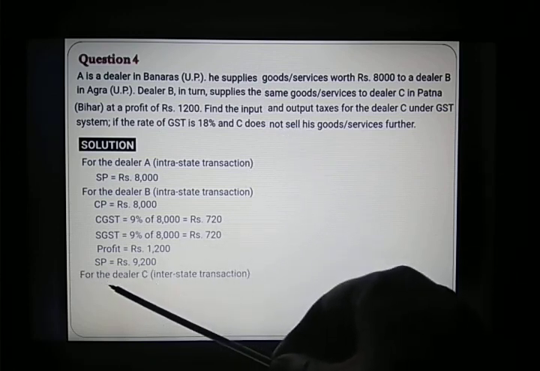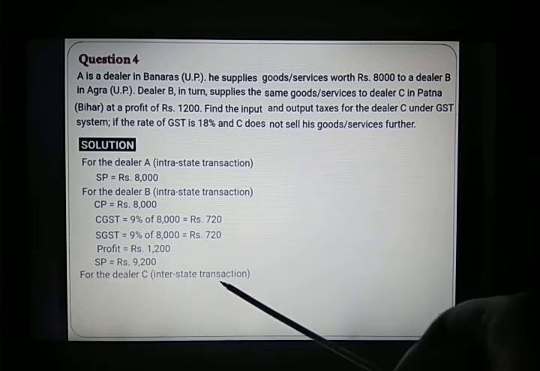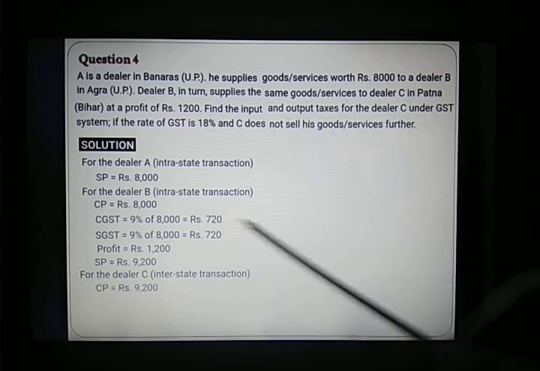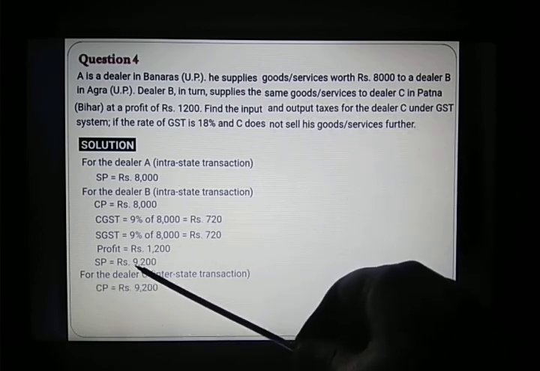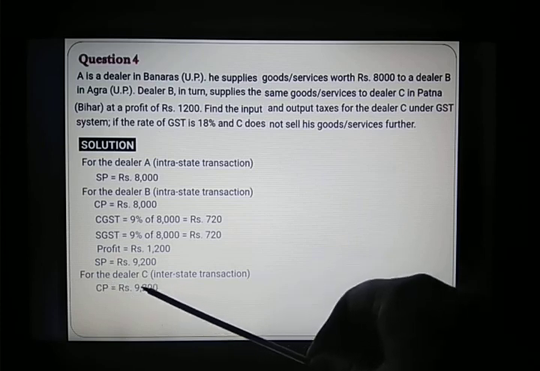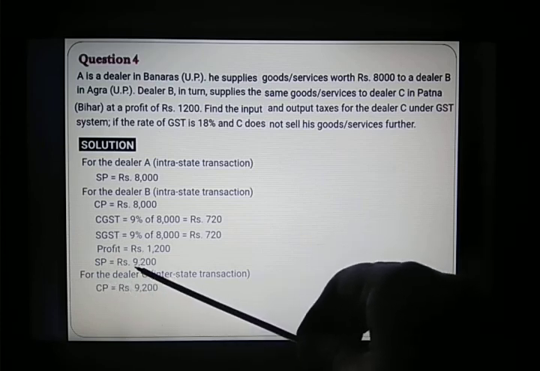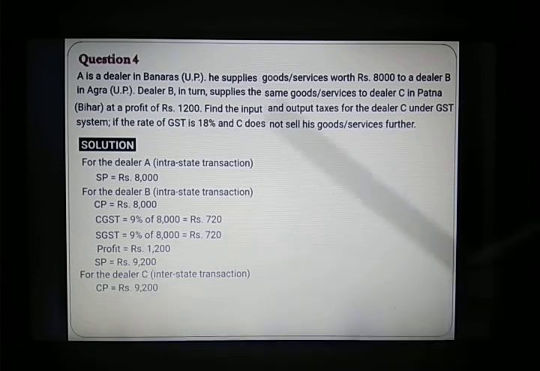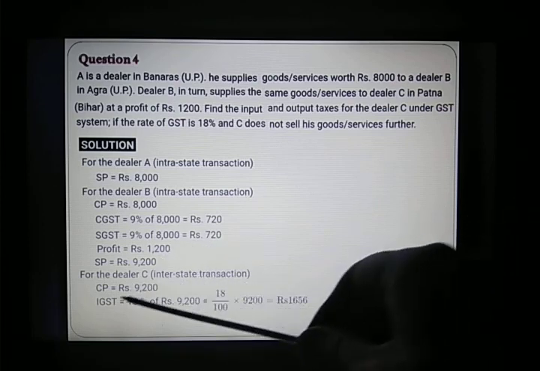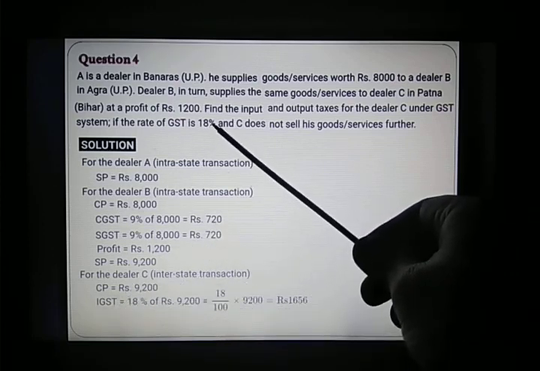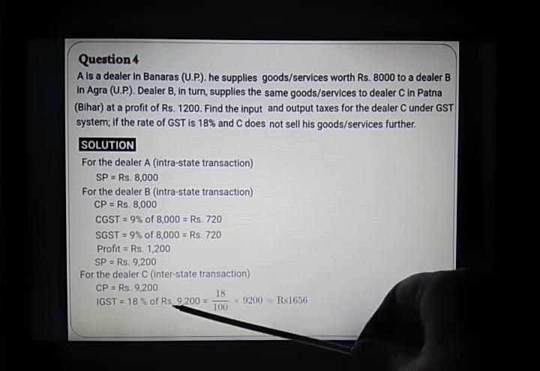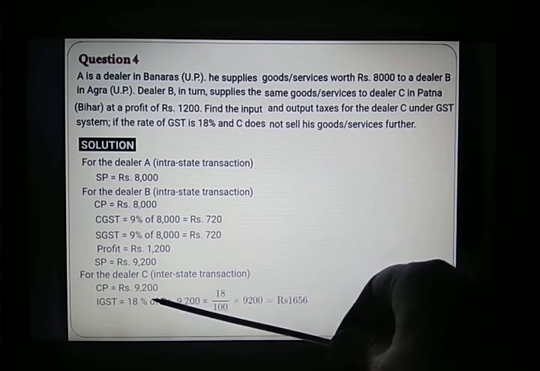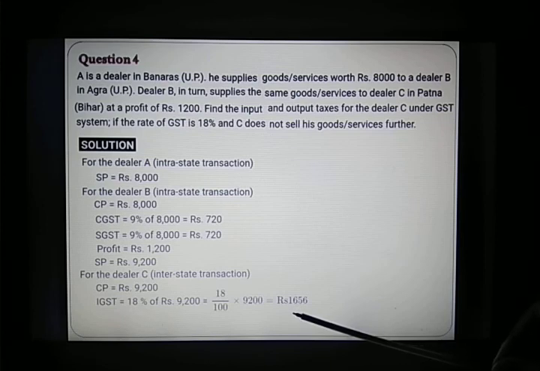Okay, now let's see what happens with dealer C. So it is an interstate transaction. Now again the cost price will be this one, right? Because dealer C purchased the same product for this much. So the very same number becomes your cost price. Now since this is interstate, you need to calculate IGST, and the rate is given as 18, so 18% of what? This one. Now just calculate, you'll get your 18% to be this much.